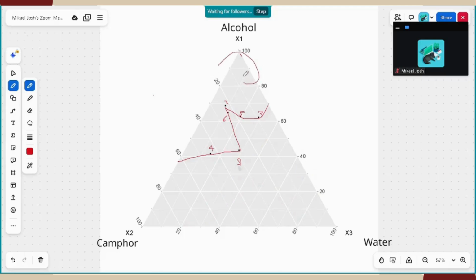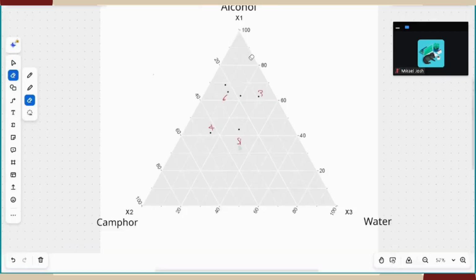Then as for here, this indicates the single phase or the miscible region of our diagram. That's all you need to know for our ternary phase diagram.